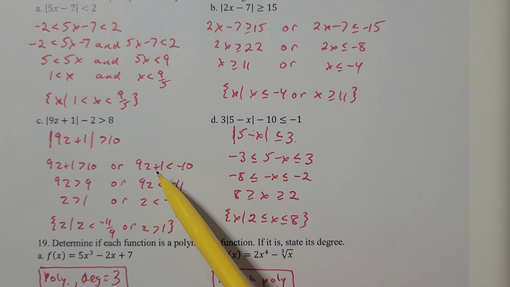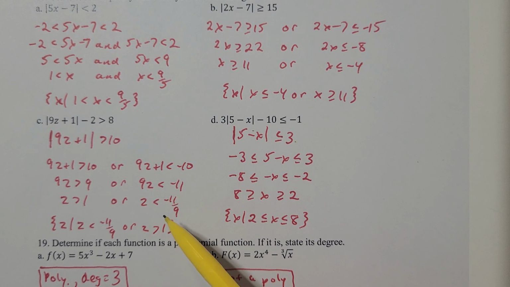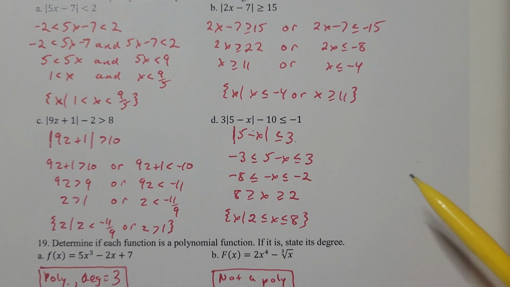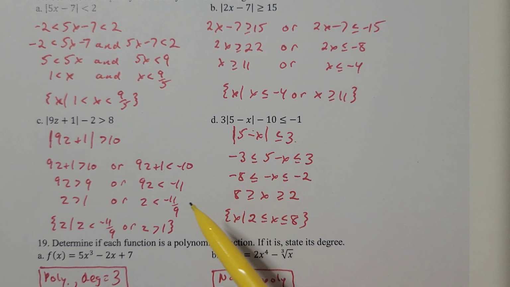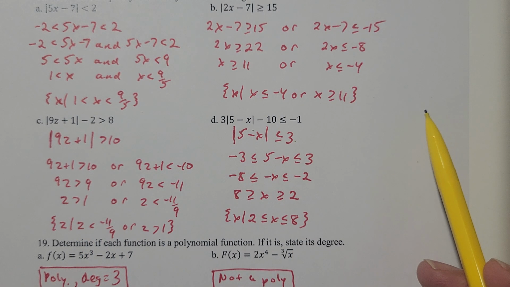Or then when I subtract 1 and then divide by 9 over here, 9 is a positive number, so again, we're not flipping the sign. Z is less than -11/9. Okay, so my answer is going to be the set of all z such that z is less than -11/9, or z is greater than 1. Okay.